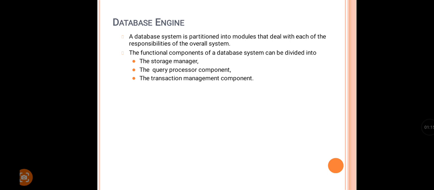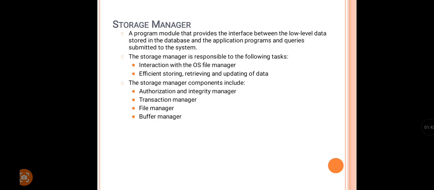The third module is the transaction management component. It ensures that database transactions are completed correctly, even if there is a system failure or multiple users are accessing the database at the same time. For example, when you transfer money using online banking, the transaction management component ensures that the amount is deducted from one account and added to the other safely. So these three components work together to make the database reliable, secure and efficient.